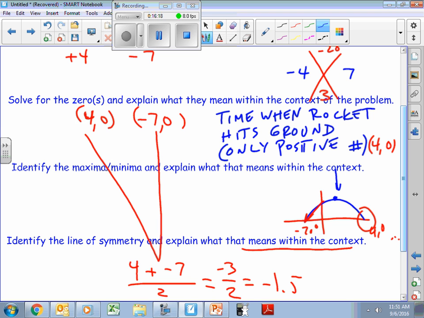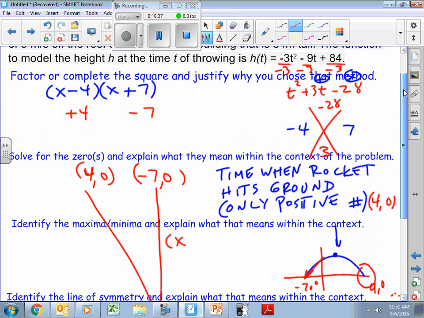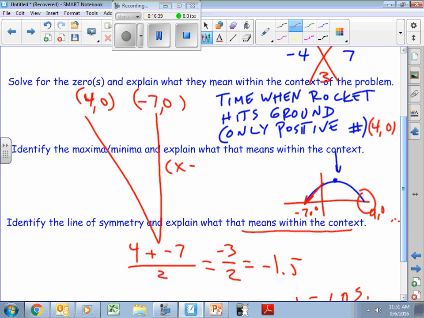All right. And then the last part here is the maxima and minima. Let me write that answer in. x plus 7, x minus 4, a 4 and a 7. The maxima is the highest, and that one you all got right. We put that in: 1.5.